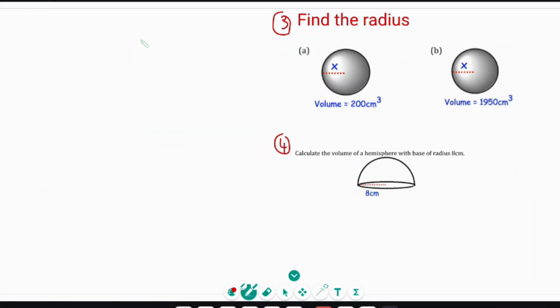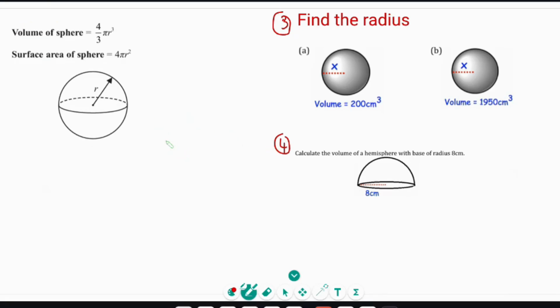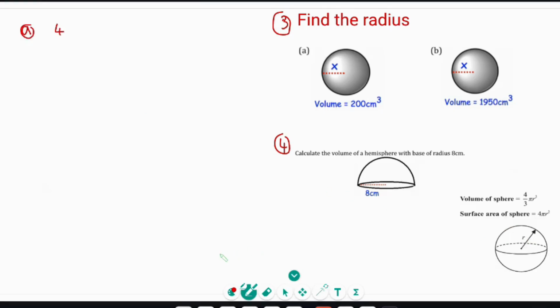Find the radius. So with a lot of the exam questions, they do like you to reverse the calculation and work backwards. So we know that 4/3 times pi times x cubed is equal to 200. We need to work back to find x, the radius.